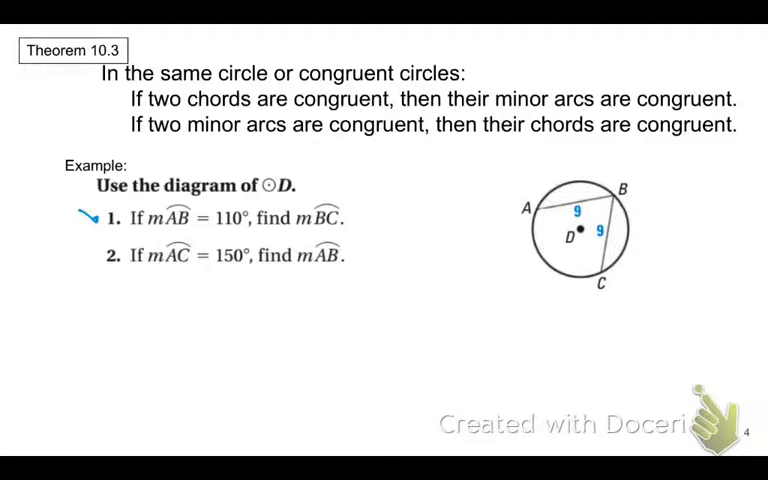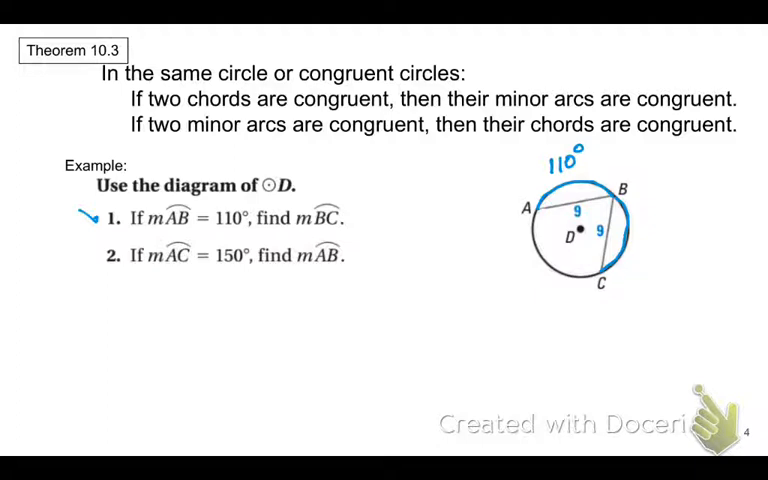Example 1. We're given that the measure of arc AB is 110 degrees, and they want us to find BC. So we go to our handy-dandy theorem 10.3.